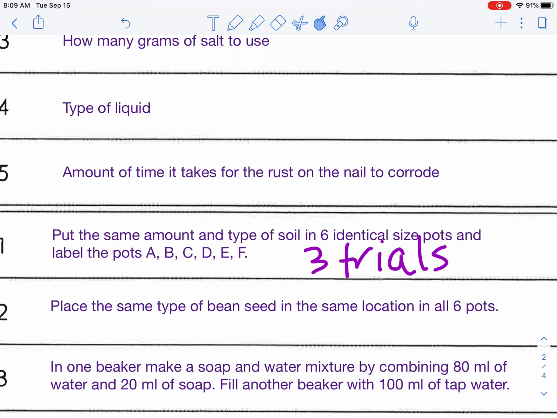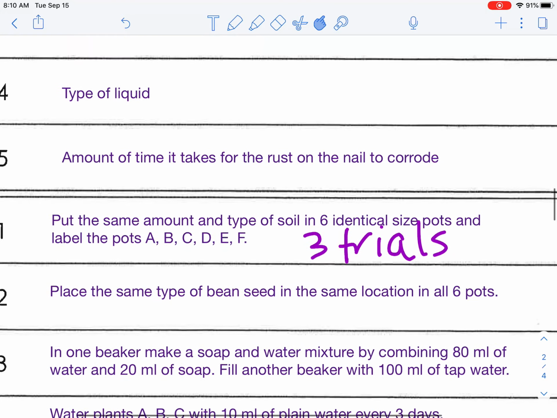So then we're going to make up our solution. So in a beaker, we're going to make a soap and water mixture by combining 80 milliliters of water and 20 milliliters of soap. So mix that up, and that becomes your soap mixture that you would use. Then we're going to fill another beaker with 100 milliliters of tap water. That one's just regular old water.